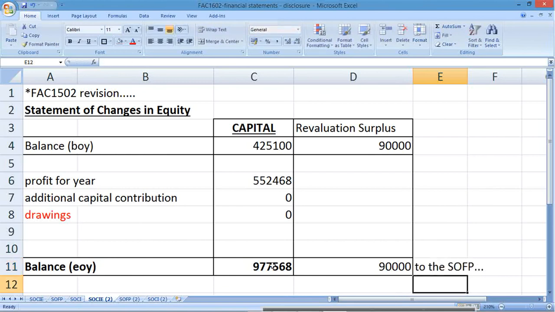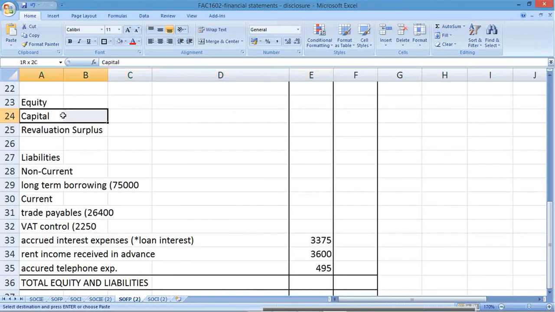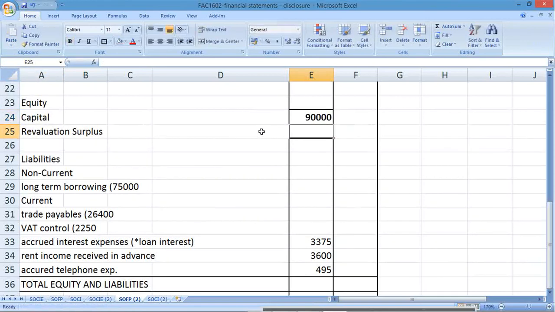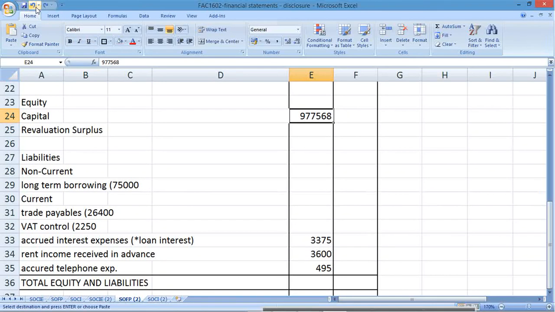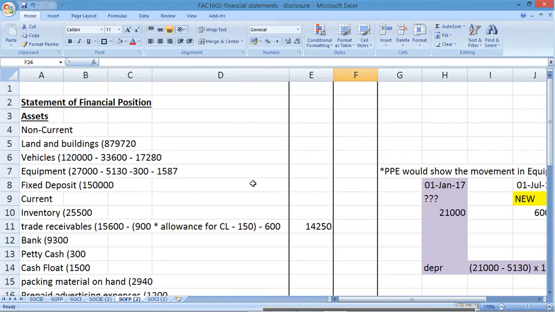Alright, so I need to put this figure here in the statement of financial position under my capital. And then it's going to be 90,000 for revaluation surplus. Total equity will be the sum of the two added together. Good. Okay, and then we're just neatening up here, and let's hope it balances nicely.